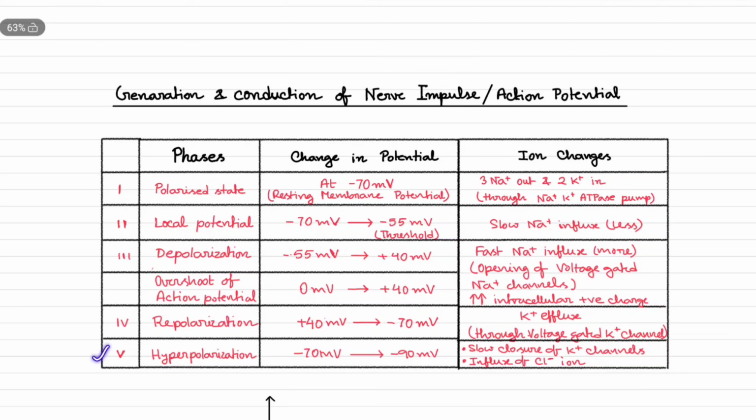Then comes the hyperpolarization phase. In this phase, the potential difference between inside of the axon and outside of the axon becomes minus 70 millivolt to minus 90 millivolt. It occurs due to slow closure of potassium channels and influx of chlorine ion. After the repolarization, all the potassium channels cannot get closed simultaneously. So they close slowly. Due to this slow closure, the potassium efflux continues and the hyperpolarization state is seen.